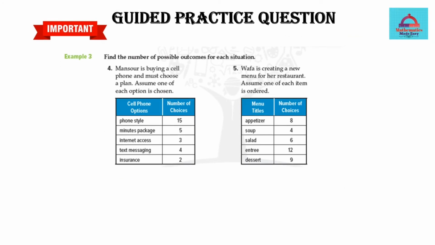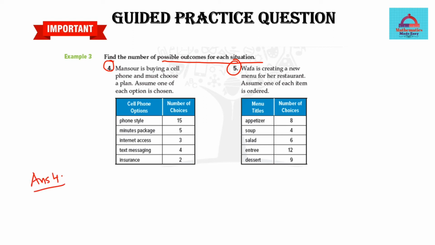So let's try and solve some guided practice questions. I'll be doing the first one for you, and then you can try the second one yourself. Let's solve this. It's very similar to the last question we've seen, and surely we are going to be using the fundamental counting principle here to find the possible outcomes for the situation. So let's solve the first one.